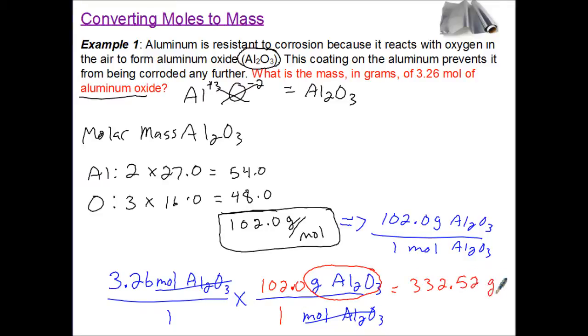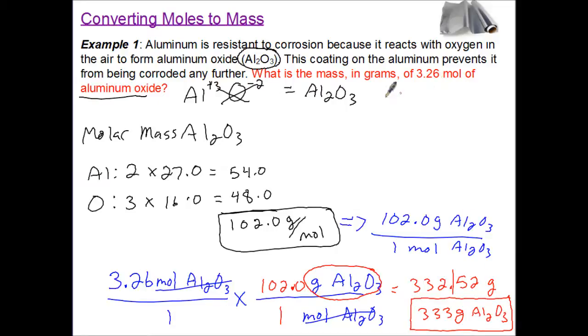332.52 grams, but I need 3 sig figs for my calculation. Here there's 4, here there's 3. So my answer needs to have 3. So I'm going to cut it off right there, and since this is a 5, that 2 rounds up, so my answer is 333 grams of aluminum oxide, and that is my final answer.